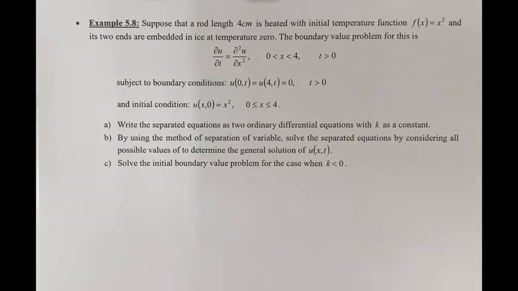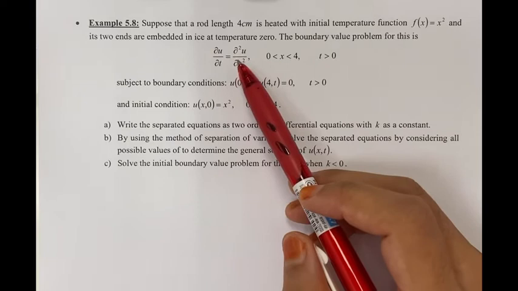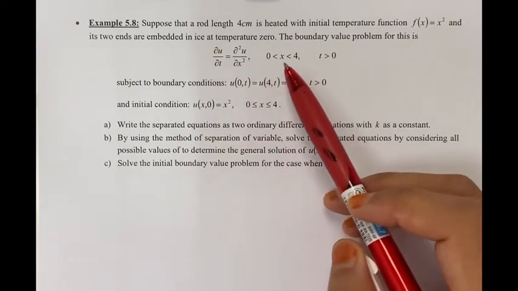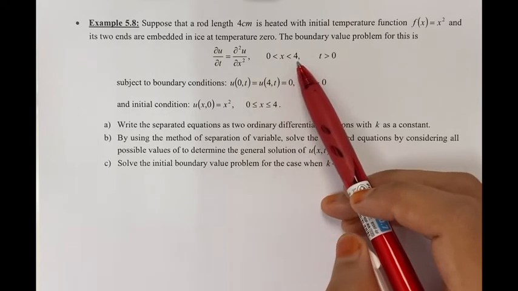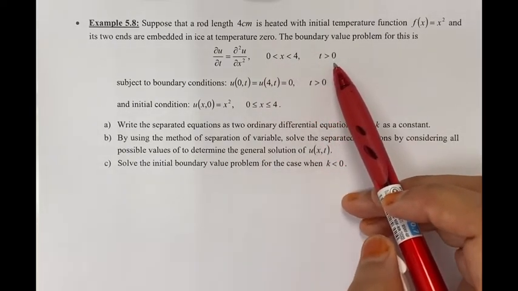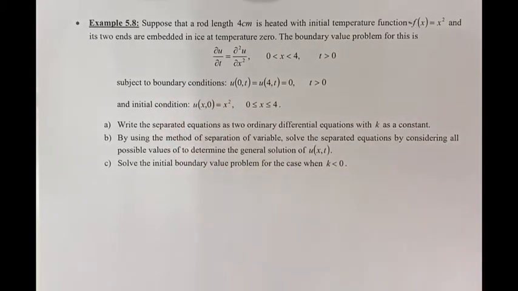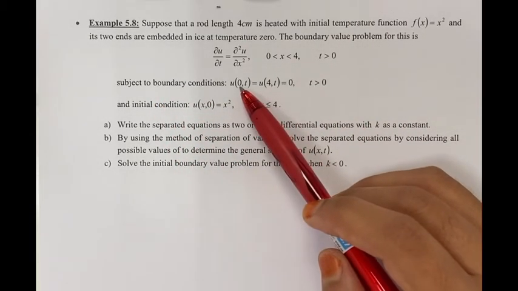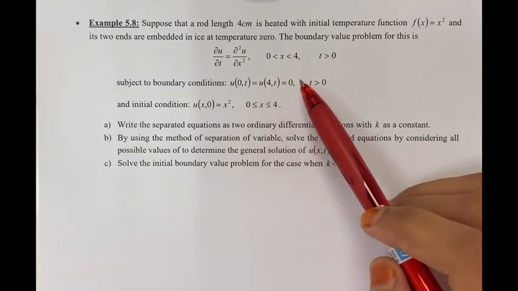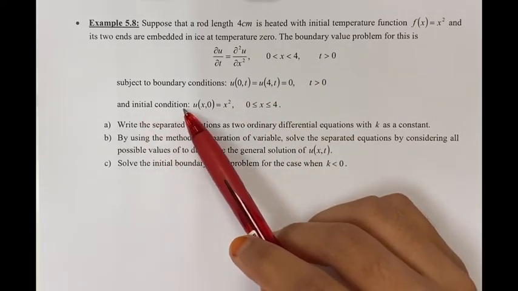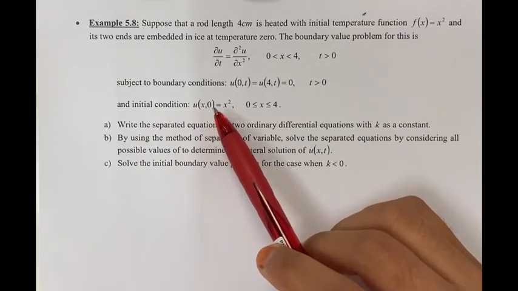Suppose that a rod of length 4 cm is heated with initial temperature function F(x) equal to x square and its two ends are embedded in ice at temperature 0. The boundary value problem for this is del U over del T equal to del square U over del X square, with the length of the rod 0 to L, L equal to 4, and T positive. Then we have boundary conditions: U when X equal to 0 and when X equal to 4 is equal to 0. And the initial condition U when T equal to 0 is equal to x square.